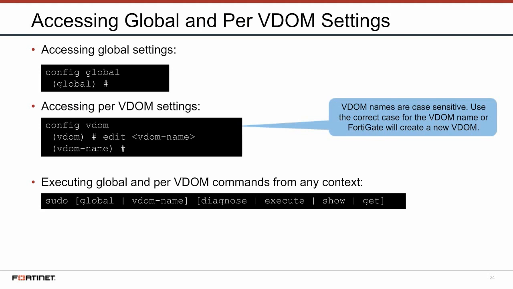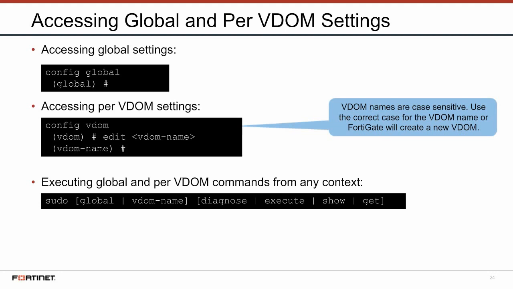To access the global configuration settings from the CLI, you must enter config global to enter into the global context. After that, you can execute global commands and change global configuration settings. To access per VDOM configuration settings from the CLI, you must enter config vdom, then enter edit, followed by the VDOM name. From the VDOM context, you can execute VDOM-specific commands and change per VDOM configuration settings. It is important to note that VDOM names are case-sensitive. If you enter the name using the incorrect case, FortiGate will create a new VDOM.